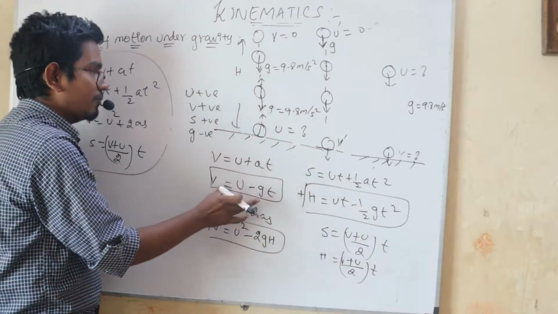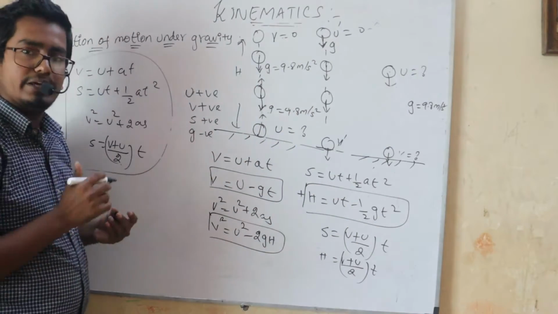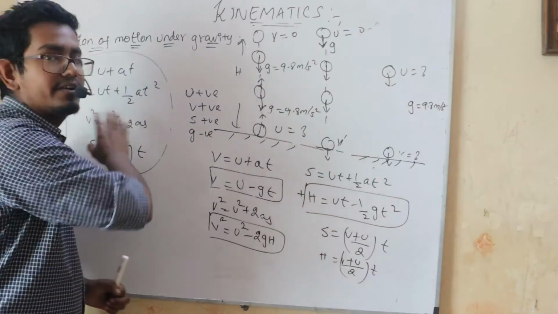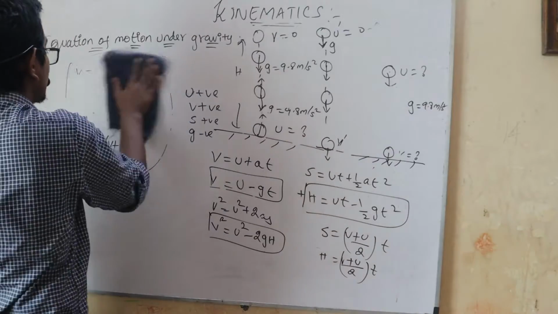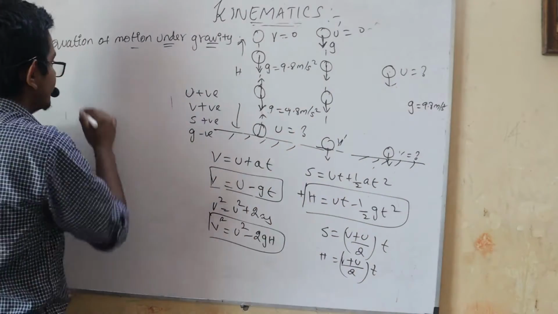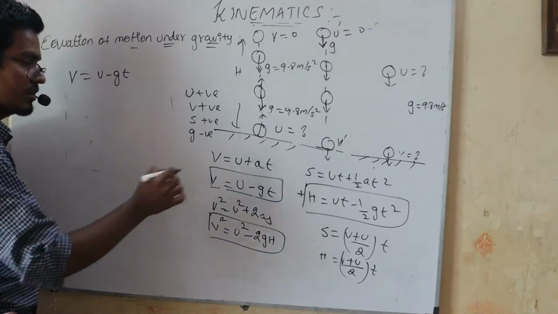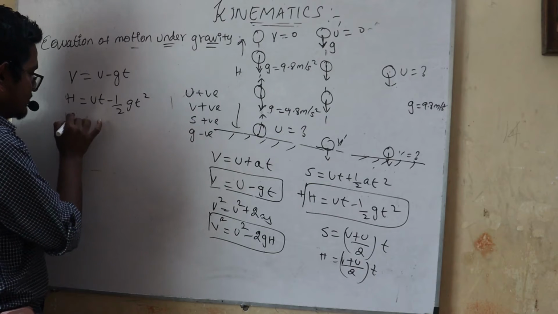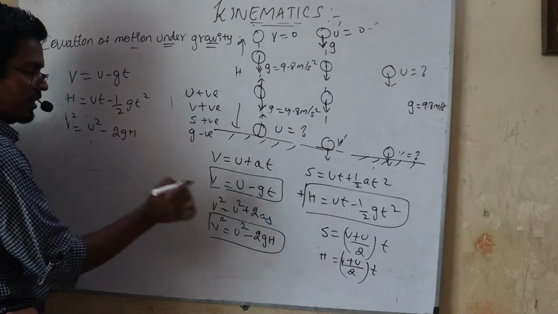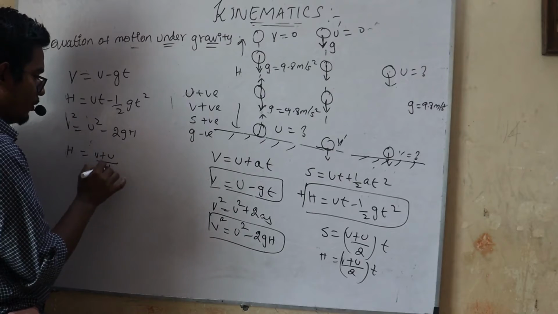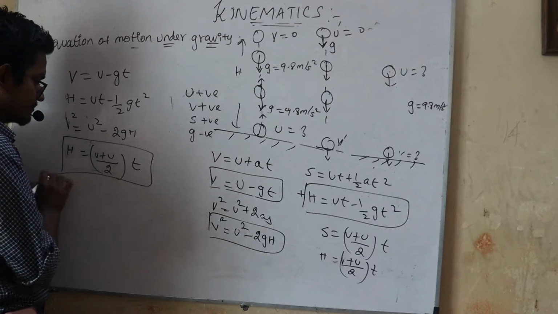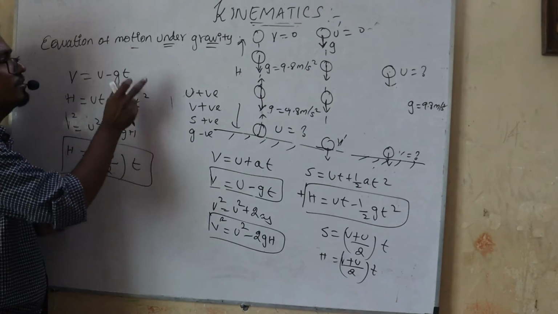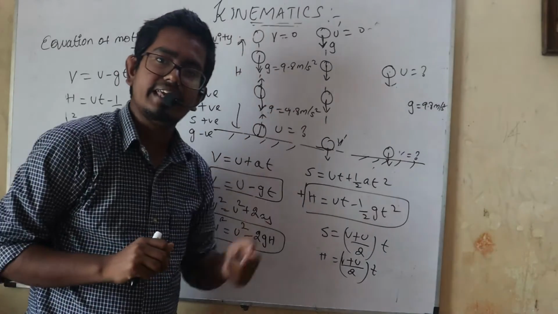So I derived the equations of motion for this by using my kinematic equations, and I got these 4 formulas. I am just going to write these 4 formulas here. What are those 4 equations? V is equal to U minus GT, H is equal to UT minus half GT square, V square is equal to U square minus 2GH, and H is equal to V plus U upon 2 into T. So this is the equation of motion under gravity for my second case.